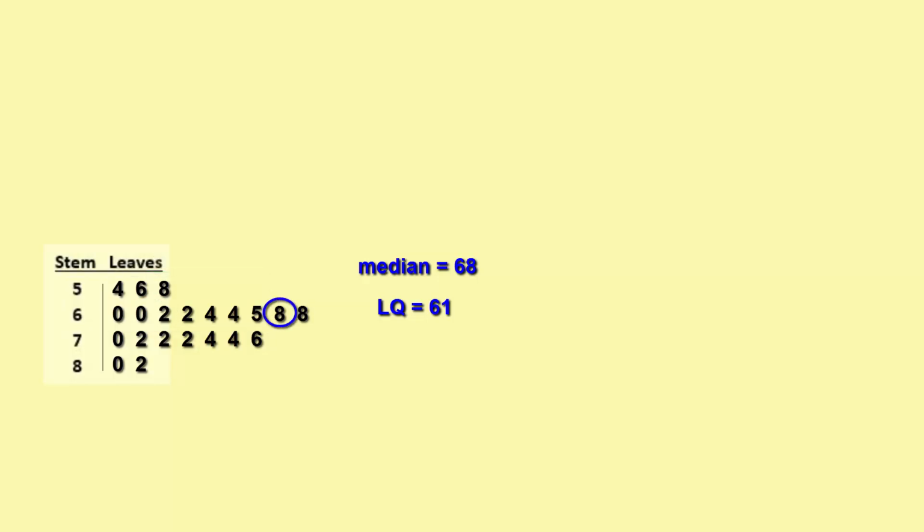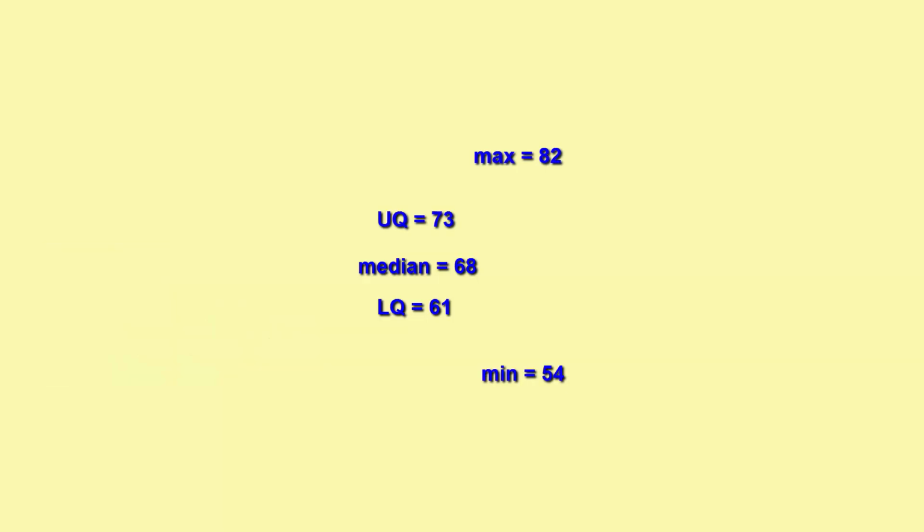Now with the upper half of scores, we're still looking for the 5th and 6th scores, so that would now be the 72 and the 74. And again, we'd average those, so the upper quartile would now be 73. And this is how the box plot would look.